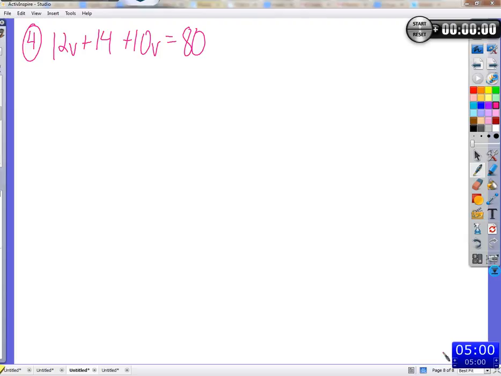What is something that somebody did? Collect like terms. We got a 12B and a 10V, we collect them as 22V. Now we still have plus 14 equals 80. What would we do now? Minus 14, and you get 66. And then divide 66 by 22, and you get 3.